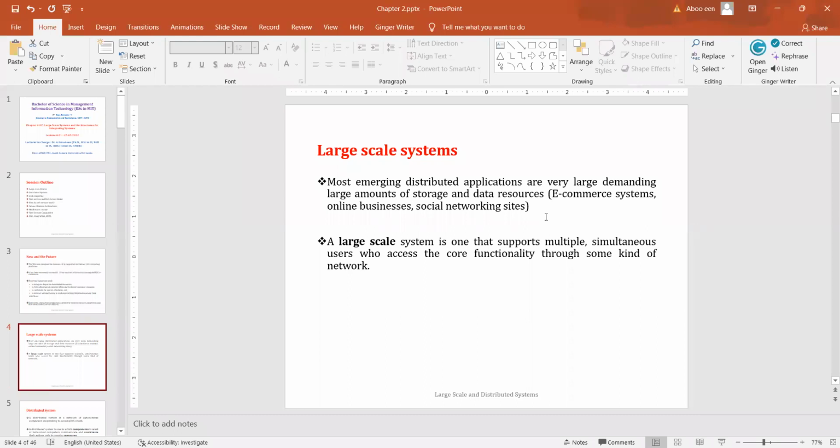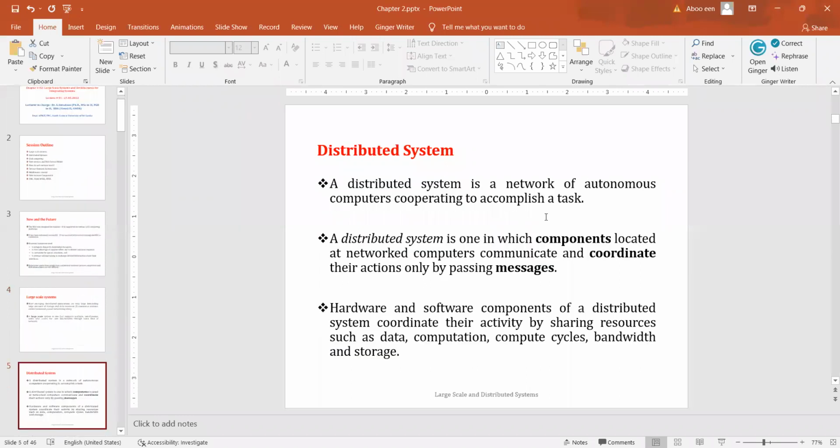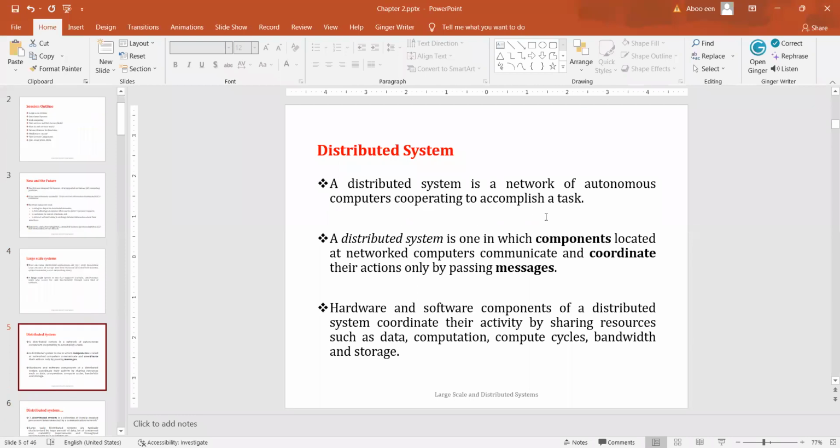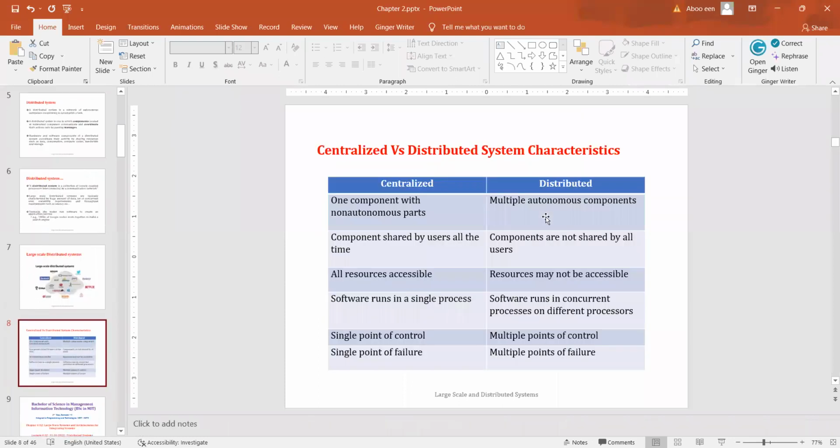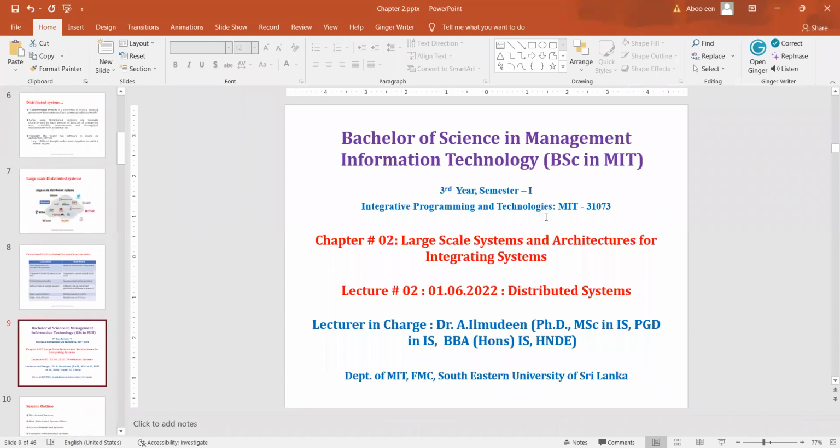Maybe they can be geographically dispersed. These distributed system components work together to accomplish a task. Basically, it's a collection of autonomous computers cooperating to complete a task. So we looked at various aspects under distributed systems.